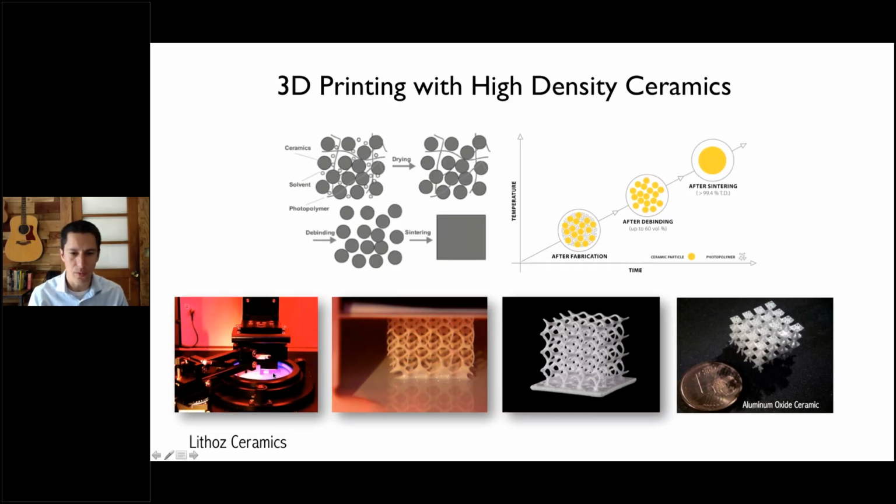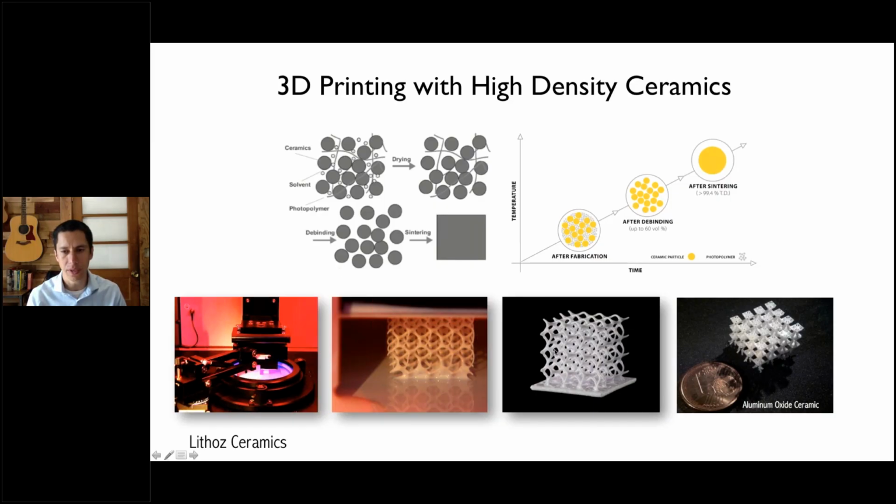And this is essentially what we're looking at in terms of the complexities of the different parts that you can print for ceramic or pre-ceramic at this stage. So essentially you're printing with this combination of the ceramic and the photopolymer here. This is right after printing.